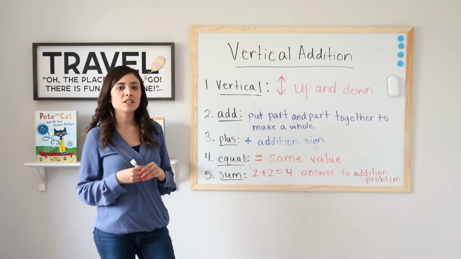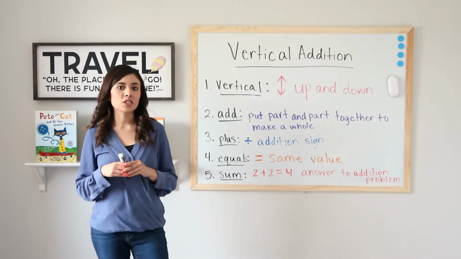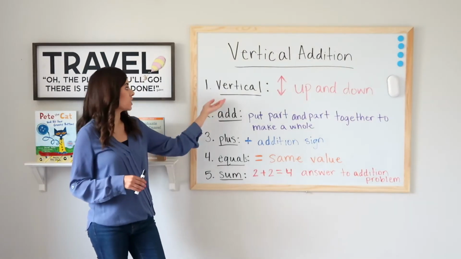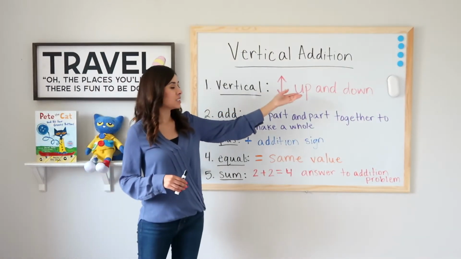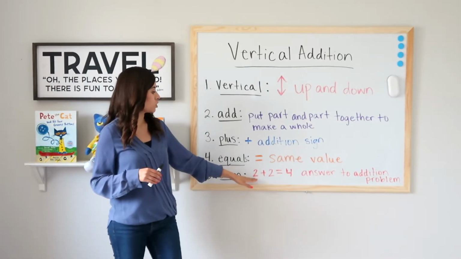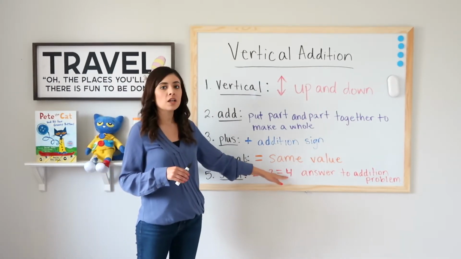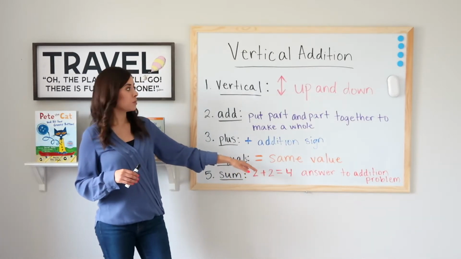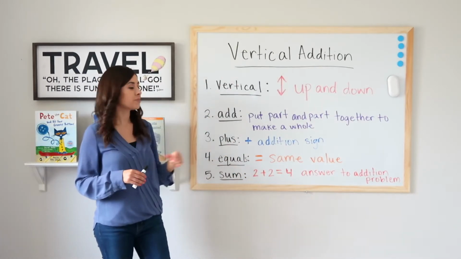So before we get started, let's go ahead and look at the meaning of some words. So the first word I see is vertical. It says up and down. Usually we're used to seeing problems that go sideways, right? 2 plus 2 equals 4. But now we are going to look at problems that start from top to bottom.